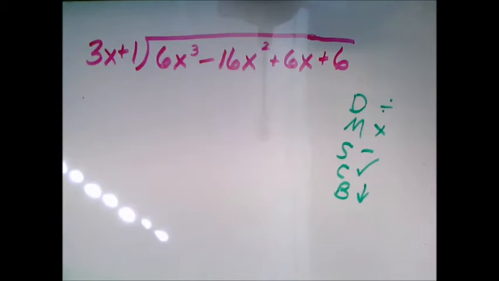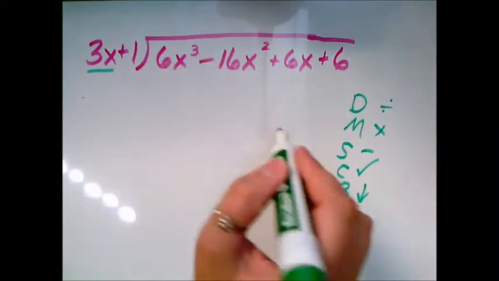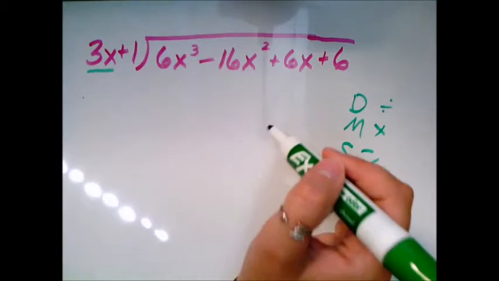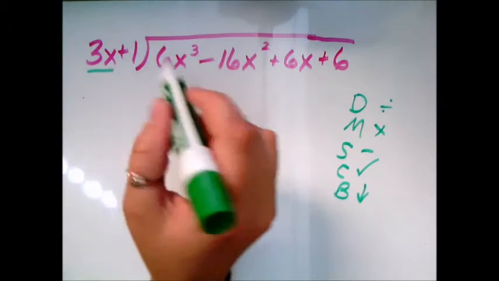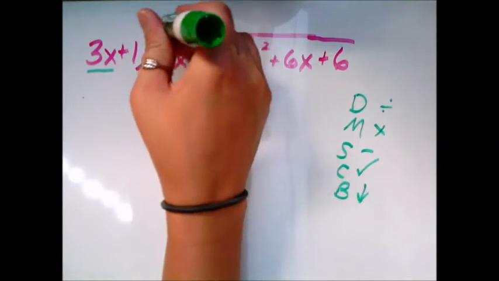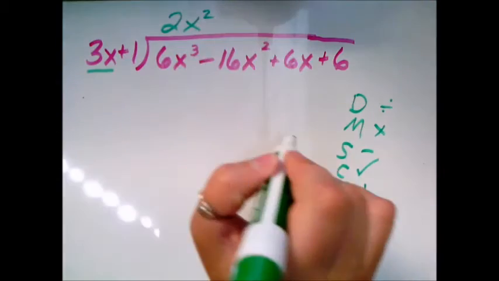So now I'm going to ask myself, so divide. We're always dividing just the one term because we're only looking at one term at a time. How many times does 3x go into 6x to the third? Well, that's a weird question to answer. So I'm going to say, what do I have to multiply by this to get this? Well, 3 times 2 would give me 6, and x times x squared would give me x to the third.